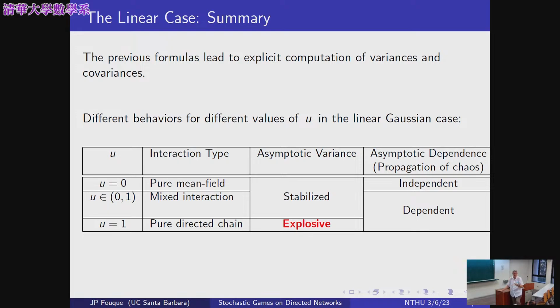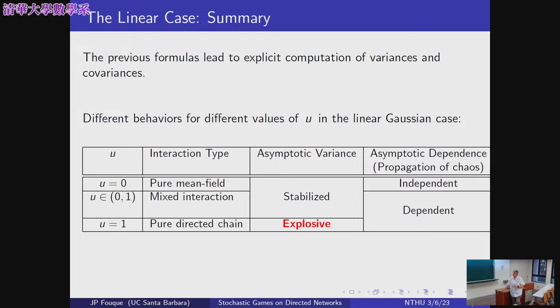Asymptotic variance: what happens to the variance? Actually, you see that in all these cases, this variance stabilized. It means that there is a limit. The variance has a limit, it's stabilized. But in this case, when it's purely directed chain, it doesn't. The variance explodes. So it's very different. The behavior between mean field and directed chain is very different because of this. Even in the variance, you see it.